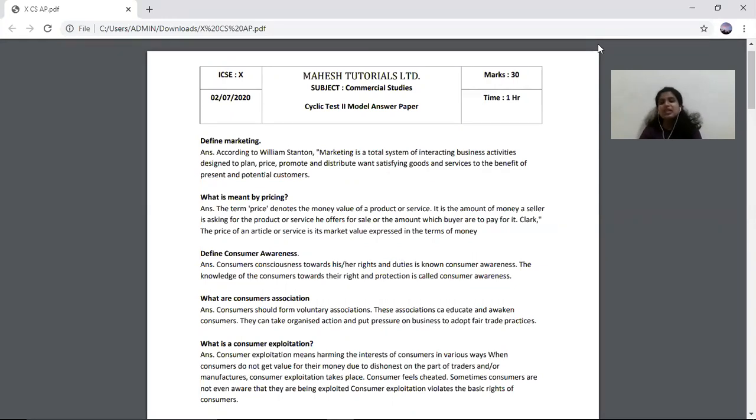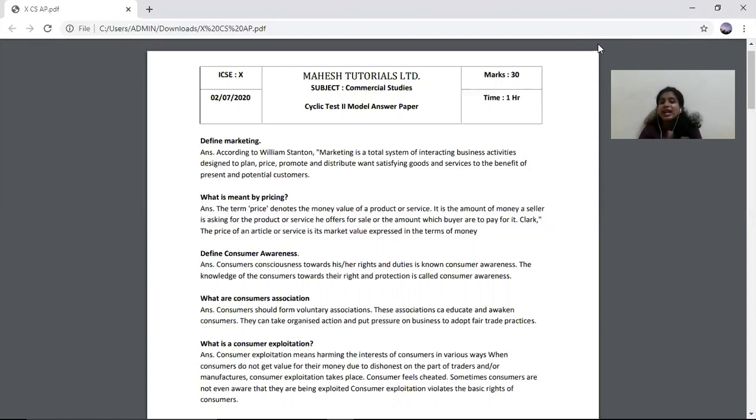Now you saw the paper and you realized that there are 2 sections in this paper. Section A, since it was a 30 marks paper, constituted only one main question, that is question 1, but it had 5 sub questions: Question 1A, B, C, D, E. Each of these sub questions constituted 2 marks each, right?